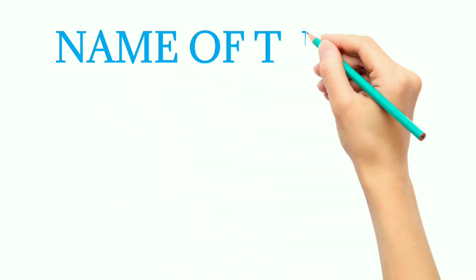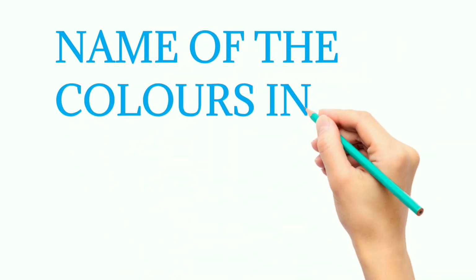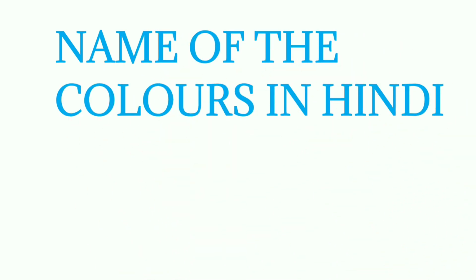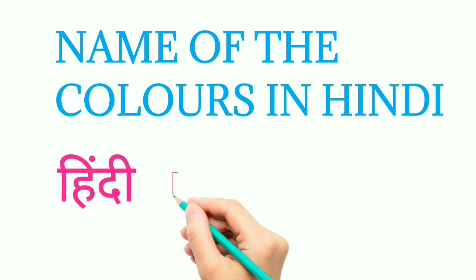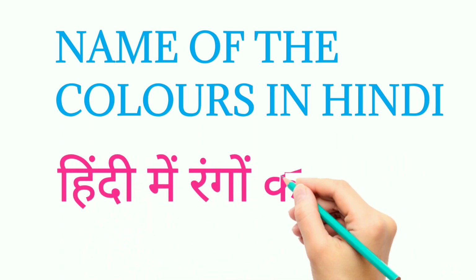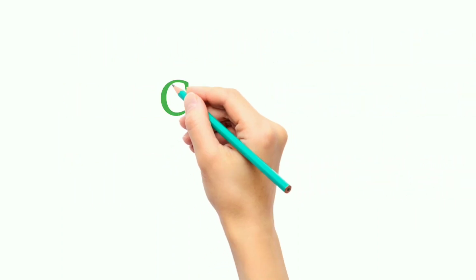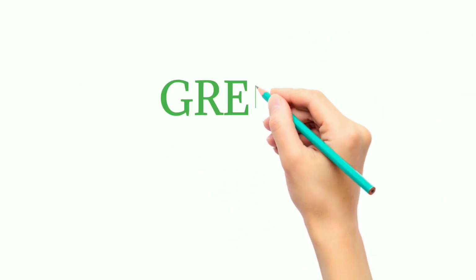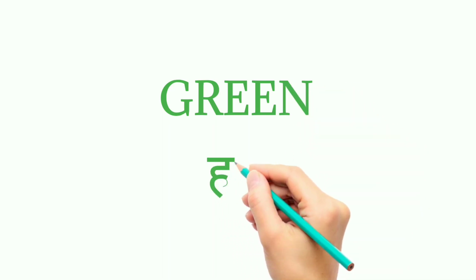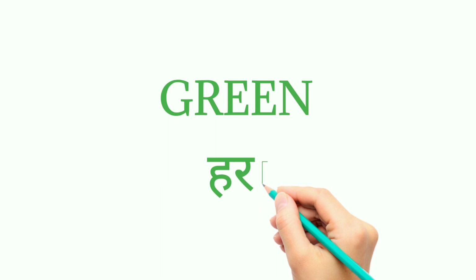Today we are going to see the names of the colors in Hindi. For that, it is called Hindi में रंगों के नाम in Hindi. Okay, shall we start, children? First color is green. For green it is hara in Hindi. Okay children, for green it is hara in Hindi.